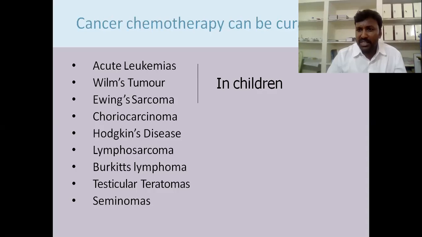So what are the possibilities of cancer being curable? What can we cure? Acute leukemias, Wilms tumor, Ewing's sarcoma, choriocarcinoma, Hodgkin disease, lymphosarcoma, Burkitt's lymphoma, testicular teratomas, and seminomas. These are the possibilities of curative treatment. If you give the treatment, we can cure these in children.